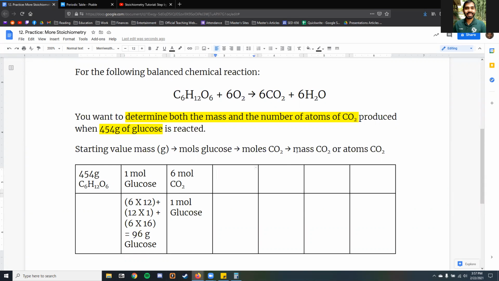Our last step here is to turn it into mass. And so that's what we'll do. We'll put 1 mole CO2 on bottom because that's the unit we already have. We don't care about this unit anymore. We're going to move on to mass. And so the mass of CO2, that's 12 plus 16 plus 16, which is equal to, I believe, 44.